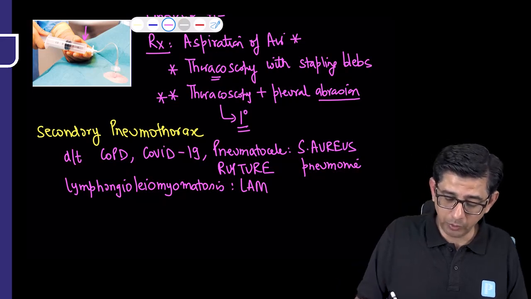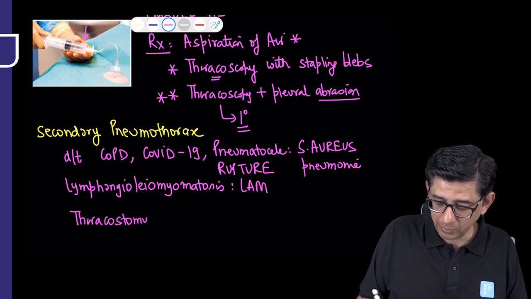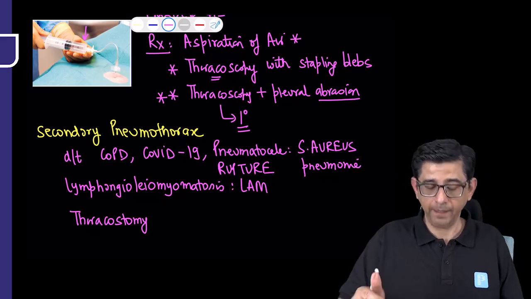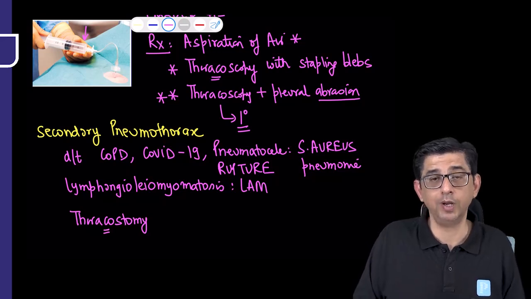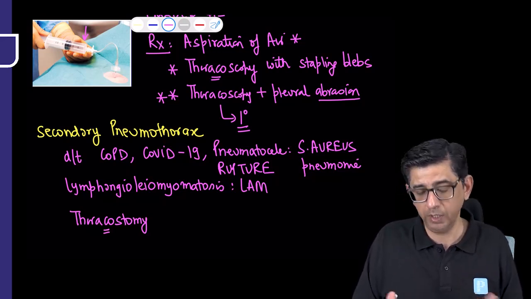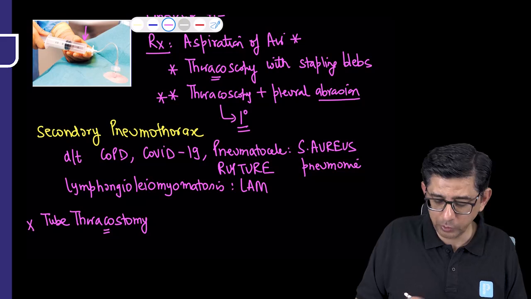As far as secondary pneumothorax is concerned, in all of these cases, we will need to put in a chest tube. That would be a thoracostomy. So the main message is that thoracotomy basically means that you're opening up the chest, but thoracostomy, stoma means creating an opening in the chest. So in all cases of secondary pneumothorax, we will need a tube thoracostomy.